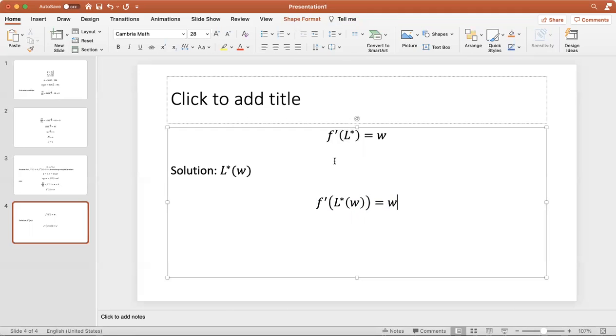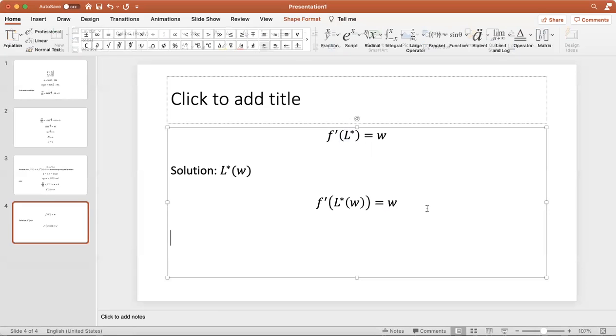Now, the next question is, how will this optimal labor L star change when wage rates change? So it's just a matter of taking the derivative, or the total derivative, of this entire expression.